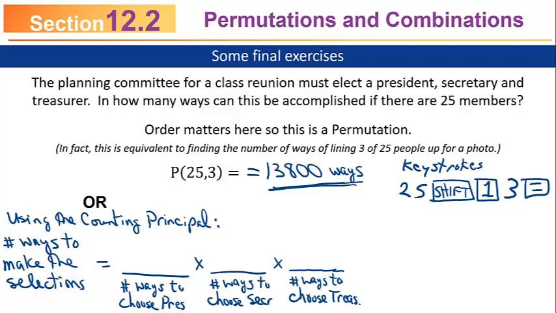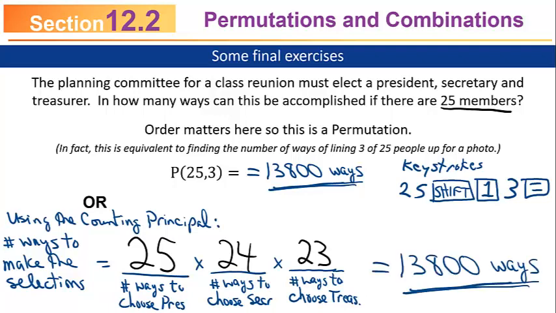If you do it that way, obviously, when you're choosing the president, you can choose any of the 25 members. But the president can't also be secretary or treasurer, so when you go to the next position, you have to eliminate the person you chose for president, so you only have 24 members to choose from for the secretary. And then by the time you get to the treasurer position, you've already chosen 2 people, so those 2 people are out of the running to be treasurer. That leaves only 23 people. And if you multiply 25 times 24 times 23, which is what the counting principle tells you to do, you'll get the same 13,800 ways. So either way is fine, whichever way makes most sense to you.